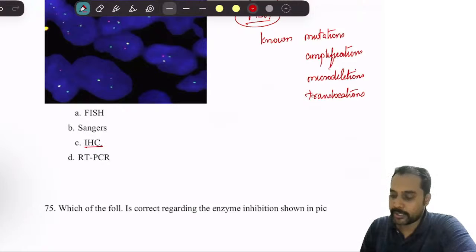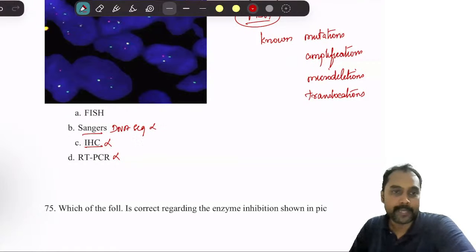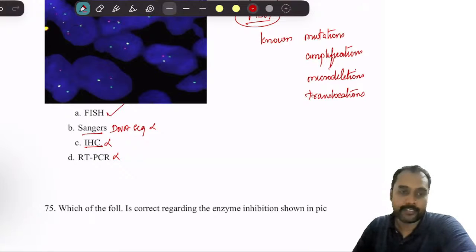This is immunohistochemistry, which is wrong. RT-PCR is also wrong. And Sanger's is DNA sequencing, this is also wrong. Okay. So the answer is FISH.